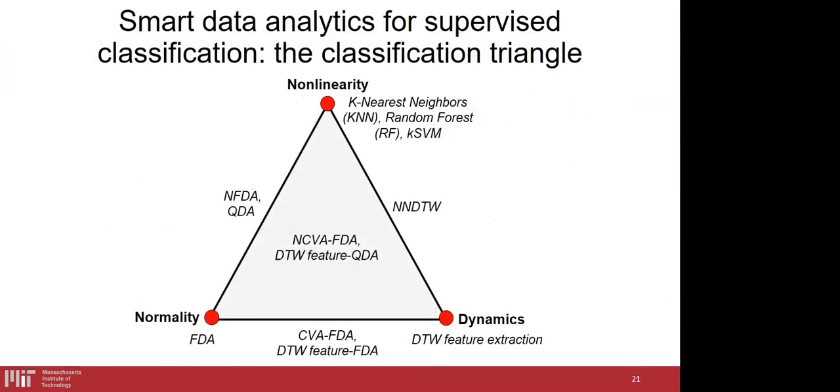And then those 3 algorithms are an example of the 3 corners in this triangle, where I have normality, FDA, Fisher discriminant analysis. Nonlinearity has random forest here, but also k-nearest neighbors and kernel support vector machine. And then dynamics has the dynamic time warping feature extraction. And then on the edges, we have again algorithms that combine that. And in the center, we have algorithms that are suitable for all of those.